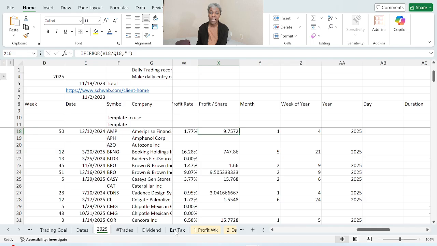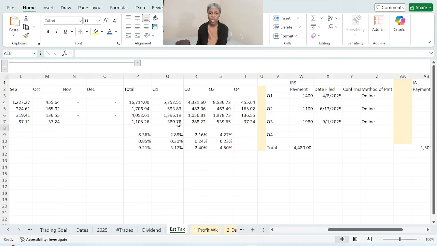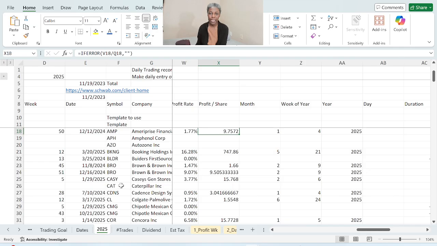And it allows you to pretty much track your revenue so that you can estimate your quarterly taxes to pay as well and pay them. But that is the extent to which I track my swing trades and how I track them.